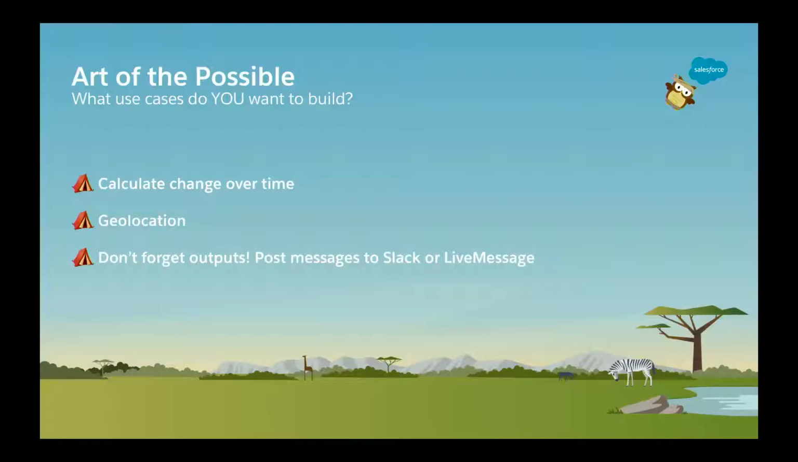And finally, you can always use these on IoT outputs, too. You can send platform events or create any object, attach an Apex trigger, and post messages in Slack if you're monitoring an internal system, or send text messages via live message, or just make calls to external systems. So there's a ton of options here.